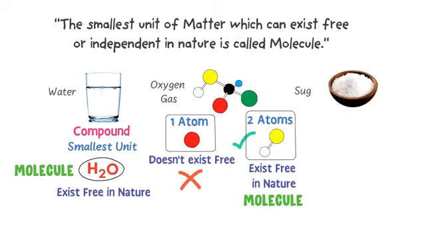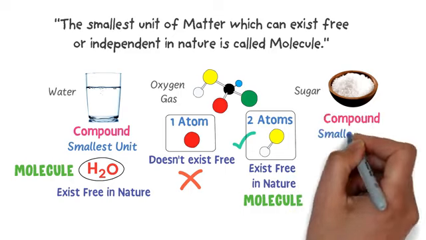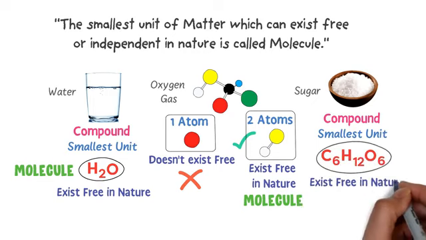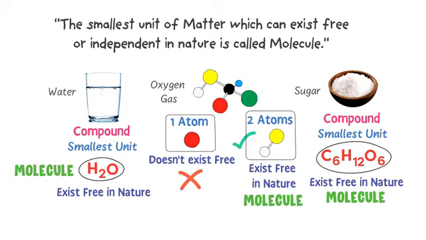Thirdly, consider sugar. We know that sugar is a compound. The smallest unit of sugar is C6H12O6. It can exist free or independent in nature, so C6H12O6 is also a molecule.